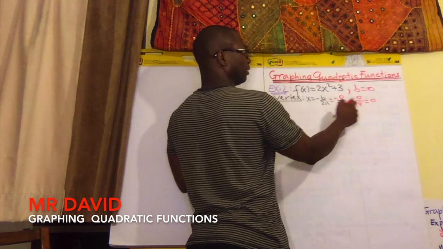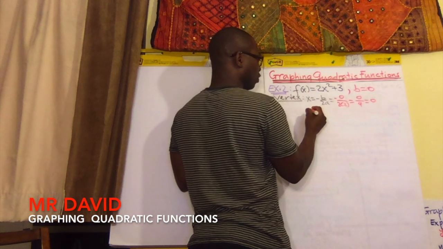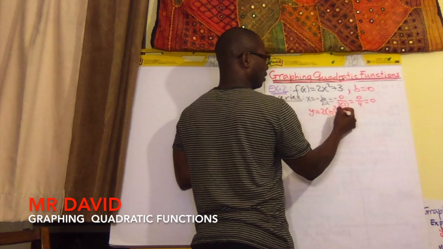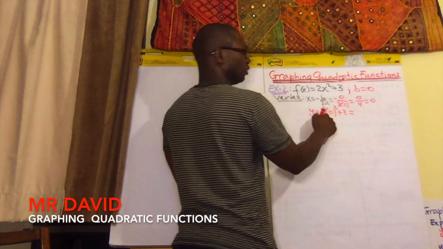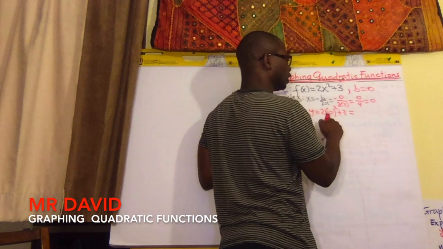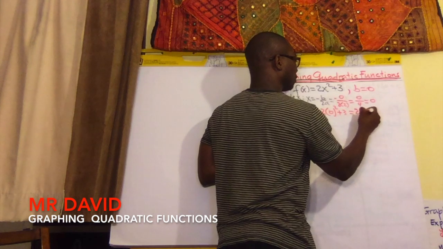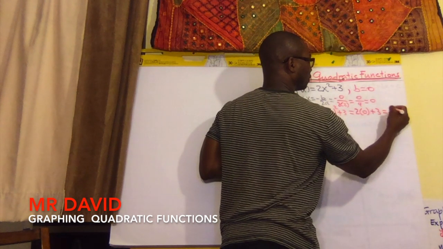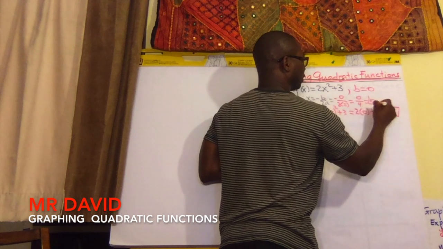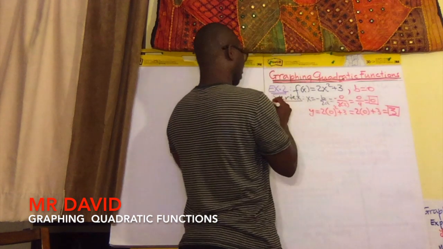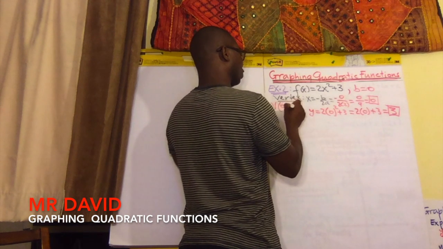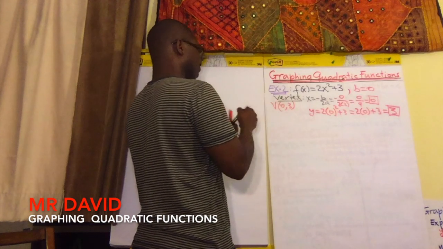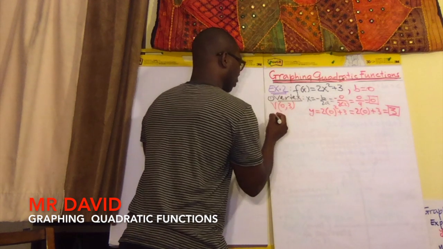All right, now that we found the x value is 0, let's plug it in. The y will be 2 times 0 squared, plus 3. 0 squared is 0, so 2 times 0 is 0, plus 3, which is 3. So here's your vertex: (0, 3). Really simple. That's step 1.